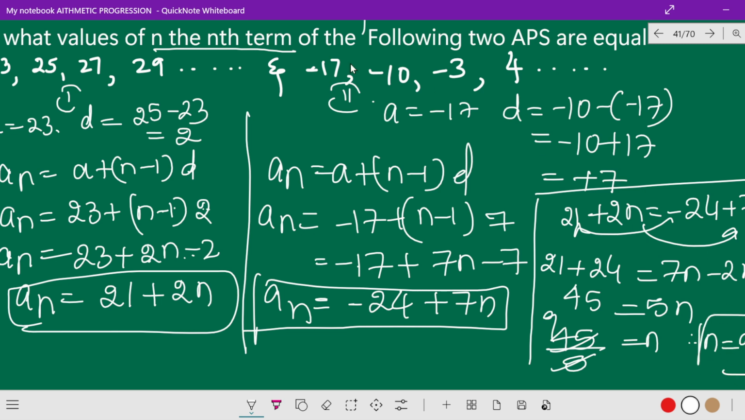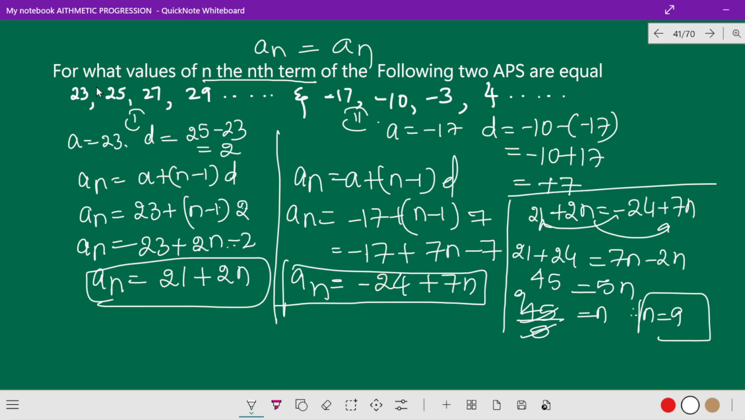So n is equal to 9 means here in this place, first term, second term, third term, fourth term, fifth term, sixth term, seventh term. Here one seventh term is there, here one seventh term is there. Both will be equal. Therefore, in the place of n, the terms in the APs are equal. So we have to find n is equal to 9.